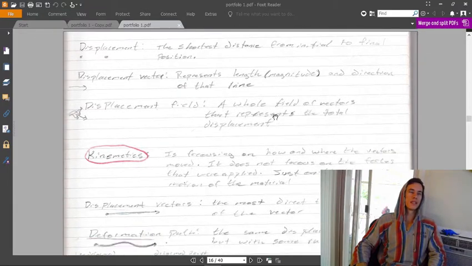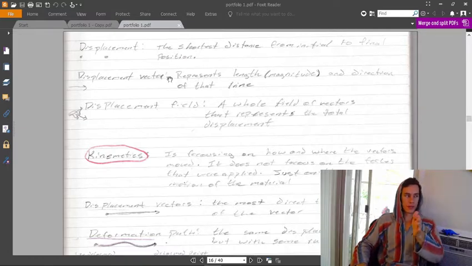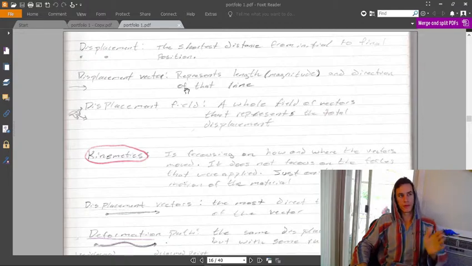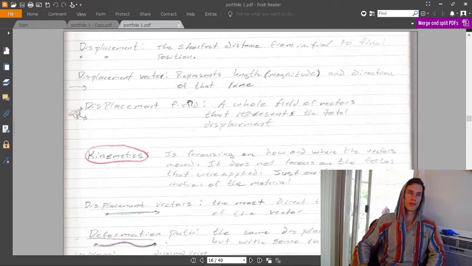Displacement: the shortest distance from the initial to the final position. So again, just moving from one place to another. A displacement vector represents the length, magnitude, and direction of that line. It's saying it was a big movement and it went in that direction.